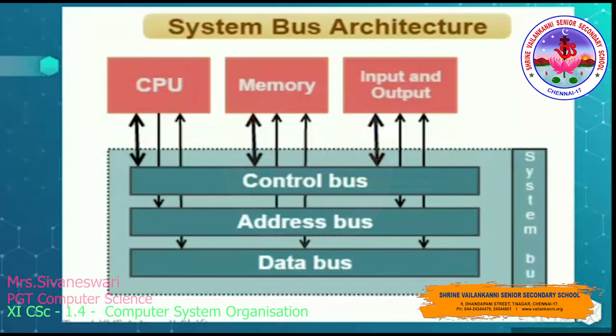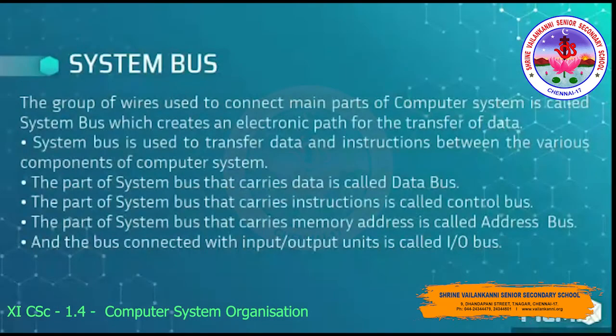What is system bus? System bus is an electronic pathway composed of connecting cables that connect the major components of the computer system. Through system bus, data and instructions are passed among the computer system components. There are 4 types of bus: data bus, control bus, address bus and I/O bus.